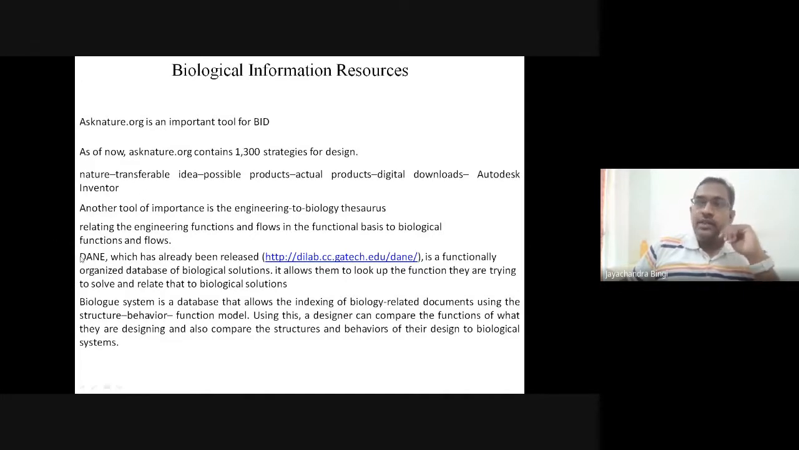But the Dane is different because it is also not working right now. I think that project they stopped, it seems. But you can download and try based on the functionalities and based on the keywords you have. Okay, so those are the two important resources which you can explore.